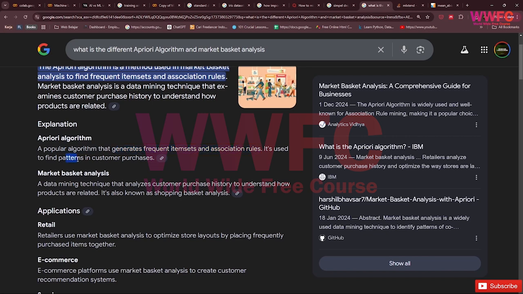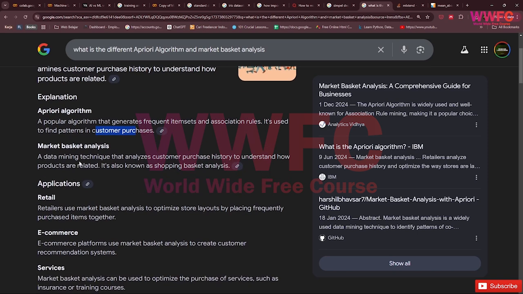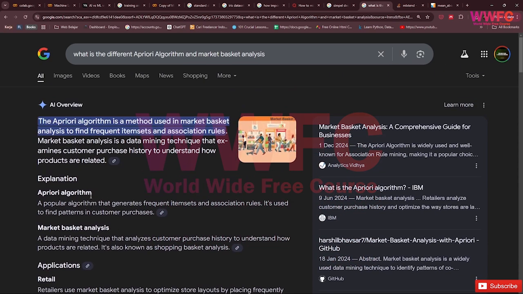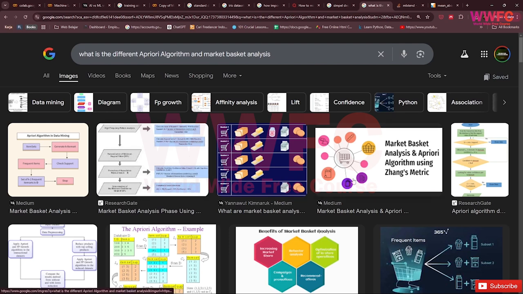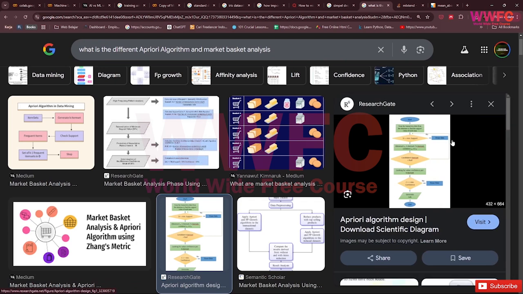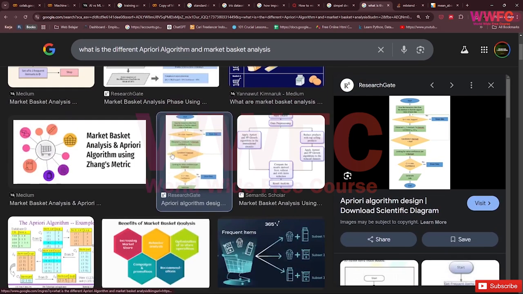It is used to find patterns in customer purchases. But market basket analysis is a data mining technique that analyzes customer purchase history to understand how products are related. It is also known as shopping basket analysis. So this is the algorithm for the market basket analysis. The algorithm is inside of the market basket analysis, right? Market basket analysis sometimes uses the Apriori algorithm.